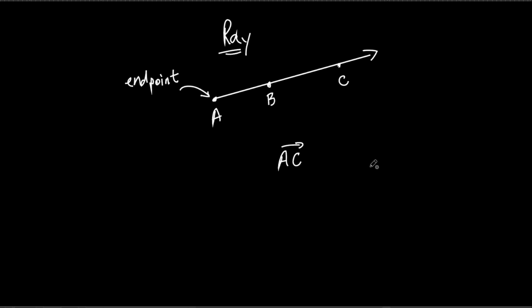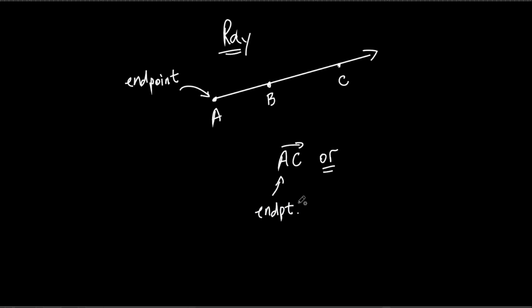You could also call it something else. Or, I'm going to put an or right there. Now, when you write a ray, you have to start at the endpoint. I can't say ray CA and ray AC are the same thing. They're not, because the very first letter has got to be the endpoint.